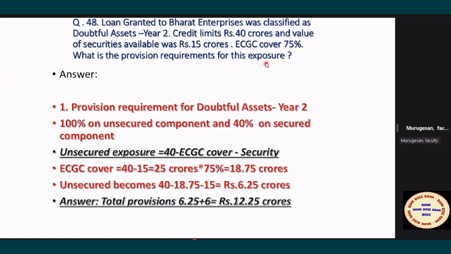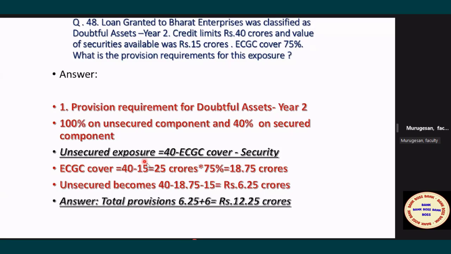When ECGC cover is there, you have to calculate in a little different way. Understood or not? This question definitely they will ask. From where did you get six? Total provision 6.25 plus 6, 40% of 15 is 6. You don't miss the steps.